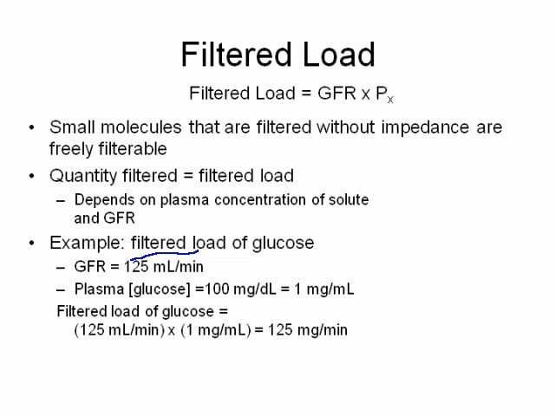So filtered load of glucose. GFR is about 125 milliliters per minute. We said that already. Plasma glucose concentration is about 100 milligrams per deciliter, so about 1 milligram of glucose in a milliliter of plasma. That's converting 100 milligrams per deciliter into milligrams per milliliter. So the filtered load of glucose is our GFR, 125, times the plasma concentration of glucose, which is about 1, so about 125 milligrams per minute of glucose gets filtered out.